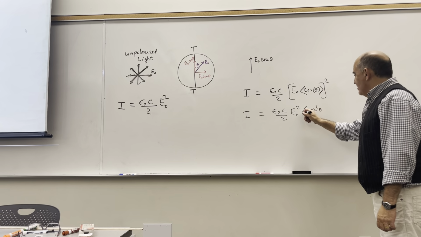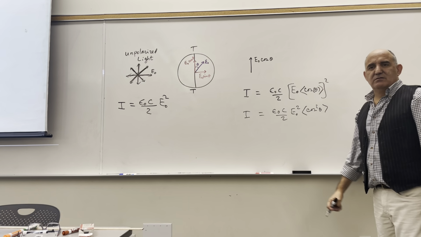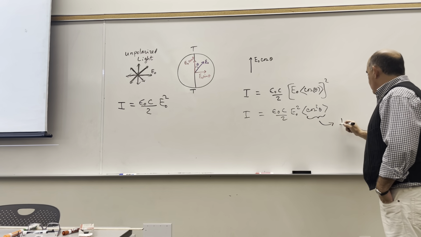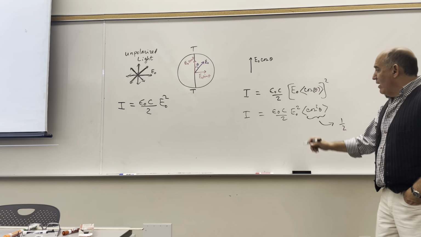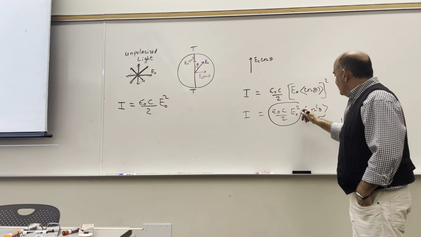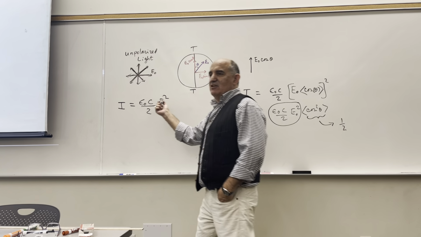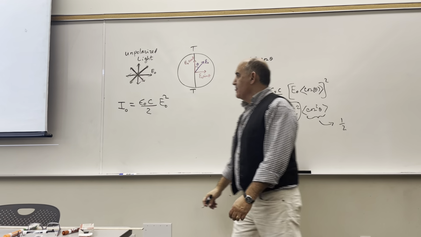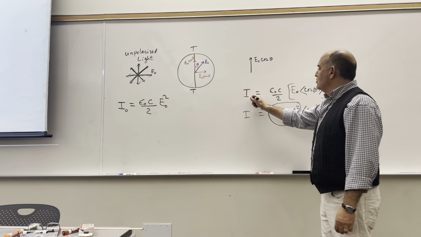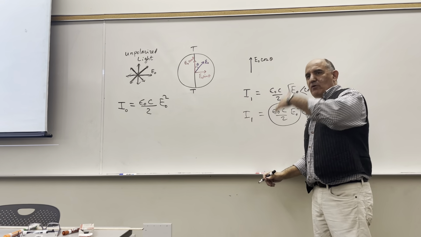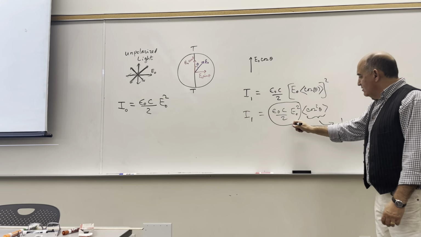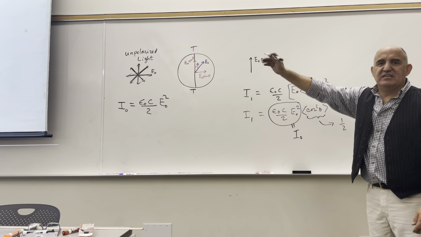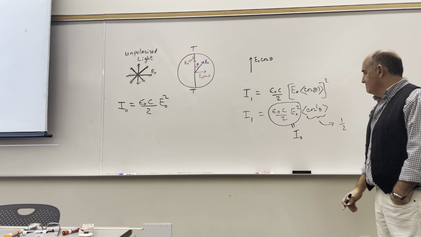And what is the average of the square of the cosine? 1/2. But what is this? Wasn't that the intensity of the incident light? Let's call it E sub 0. And this one I'll call E sub 1, like 1 after going through the first polarizer. But this over here is just I sub 0, the intensity of the incident beam of light.